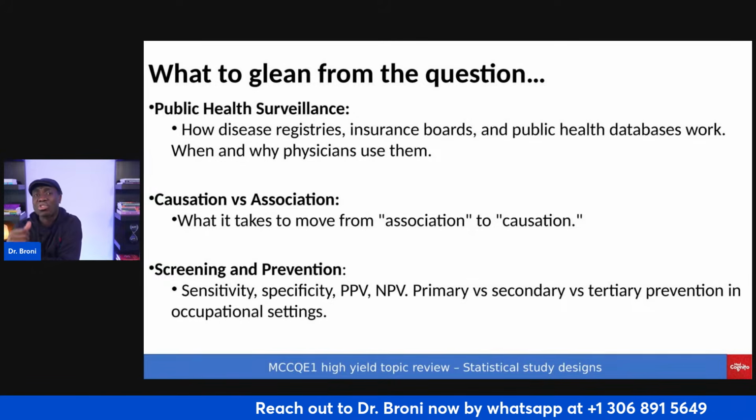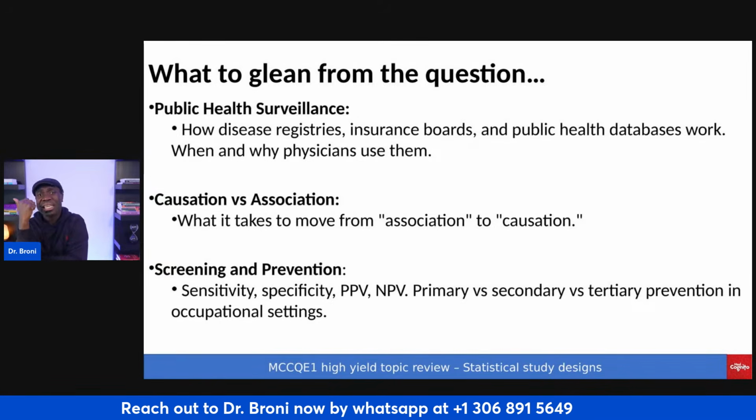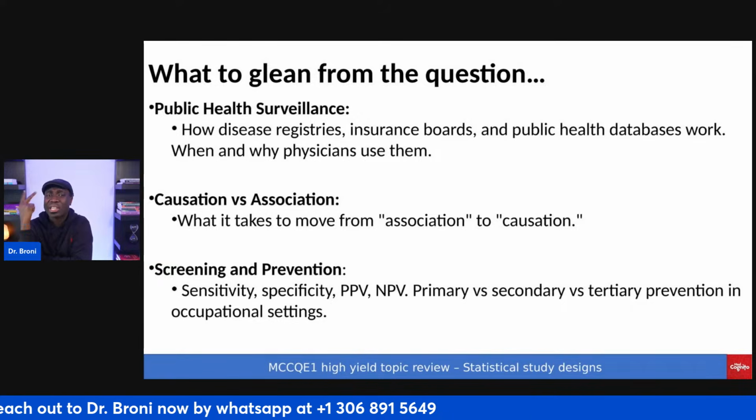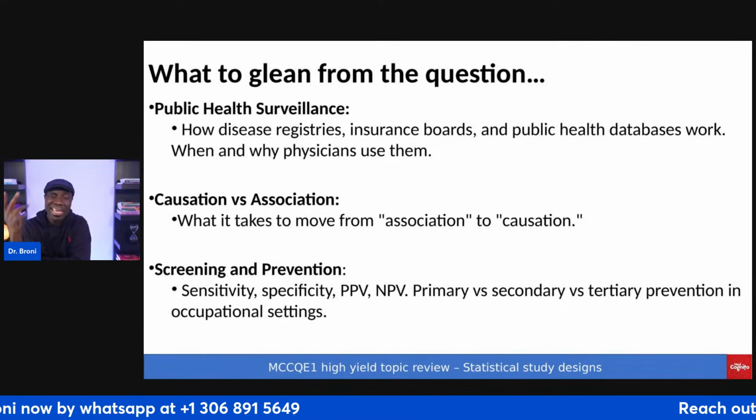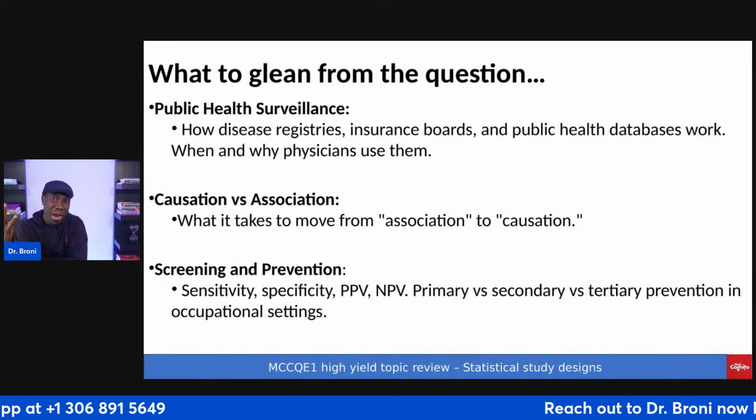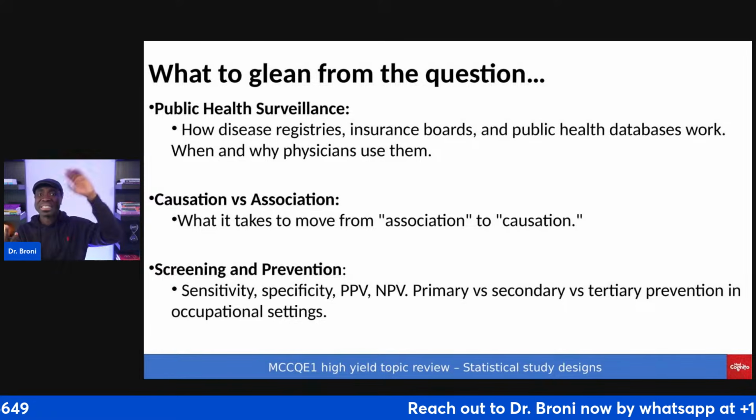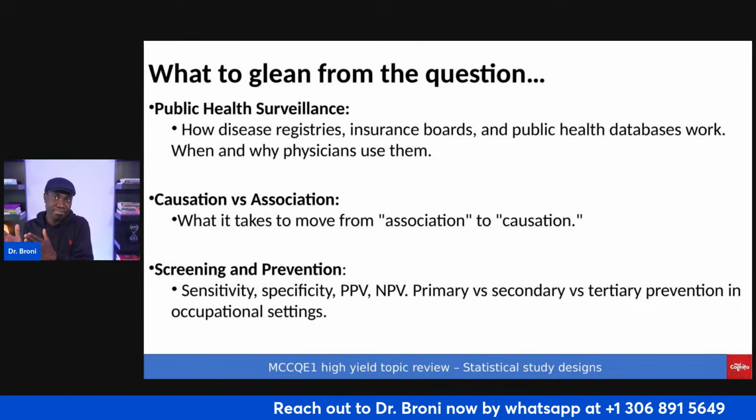You also have to understand how to calculate sensitivity, specificity, positive predictive value, and negative predictive value, and primary versus secondary versus tertiary prevention.